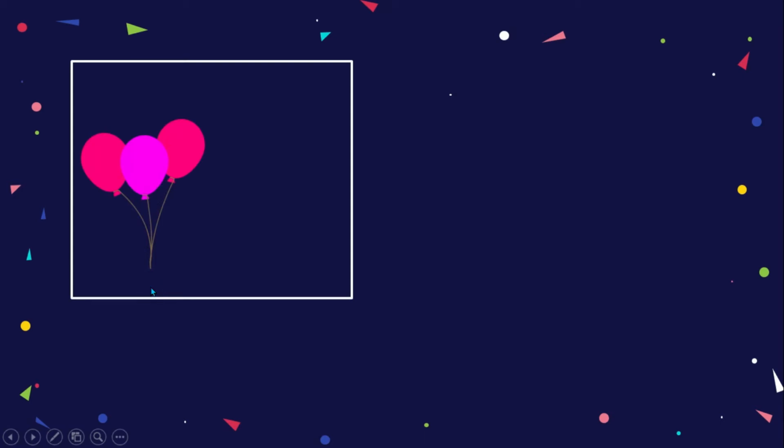Now, how many balloons do we have on this first set? Let's count. 1, 2, 3. There are 3 balloons. Okay, so this will be the numeral for 3 and the number word for 3.